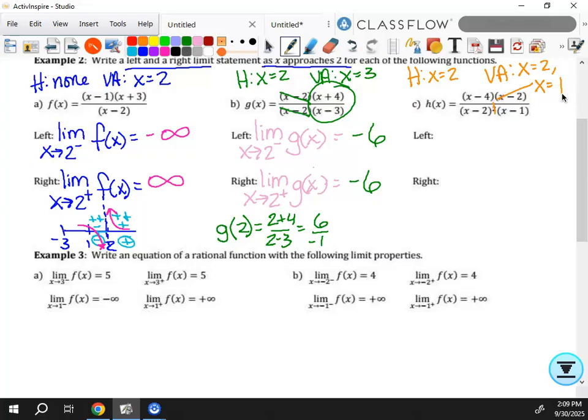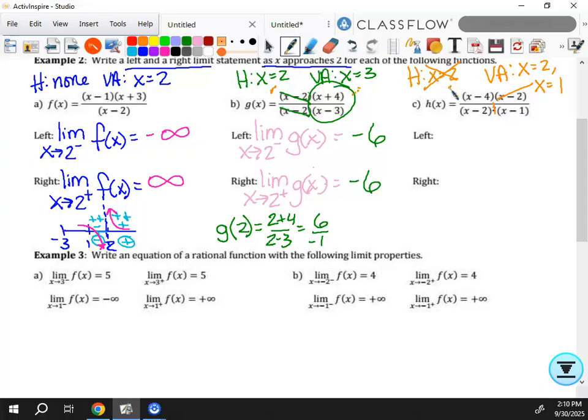Do we see an issue here? Yes, we can't have a vertical asymptote and a hole at the same time. Which one wins? Vertical asymptote. And this is why, even though we saw that we have a hole at 2, we went ahead and looked at our vertical asymptotes, because I don't actually have that hole there to use. I'm going to use the vertical asymptote. Okay, you with me on that?